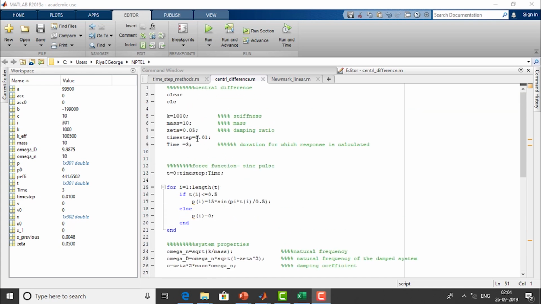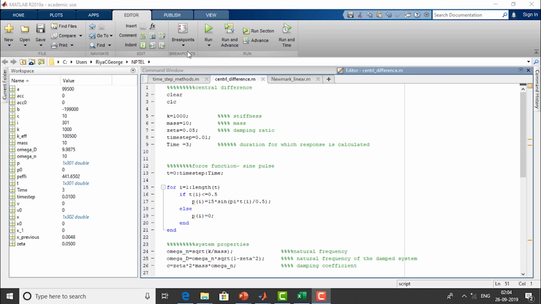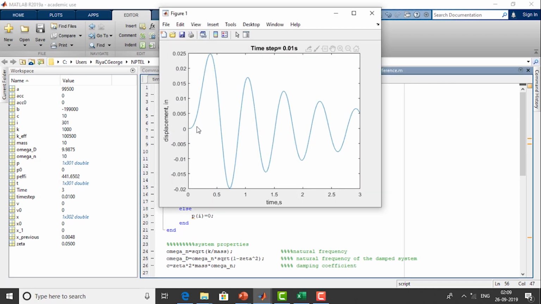Presently the time step is 0.01 seconds. So let's see how the response is. Calculate the response. This is the displacement response for the system, calculated for a time step equal to 0.01 seconds. This is similar to the response we have seen using the previous method. Since the time step is very small, the response we are getting is very smooth.